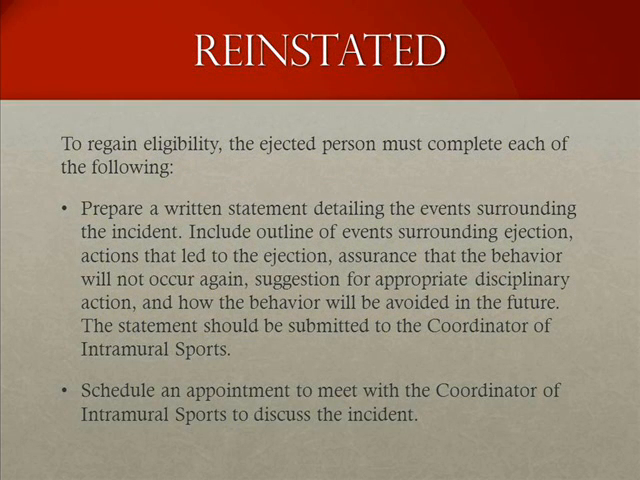To regain eligibility, the ejected person must complete each of the following. Prepare a written statement detailing the events surrounding the incident, include outline of events surrounding the ejection, actions that led to the ejection, assurance that the behavior will not occur again, suggestion for appropriate disciplinary action, and how the behavior will be avoided in the future. The statement should be submitted to the coordinator of intramural sports. Next, the individual must schedule an appointment to meet with the coordinator of intramural sports to discuss the incident further.